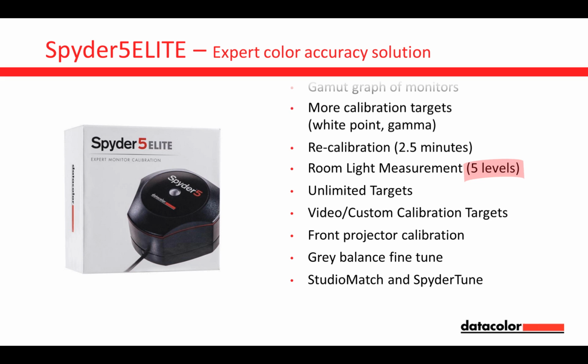And we have the gray balance fine tune. That's an option that allows you, we have called it iterative gray balance. It gives you again a smoother adjustment in the gray balance. Very important for those who do the highest quality, and for those who do black and white, you see. Also, we have the Studio Match and Fine Tune options, and if you remember, I was talking about different monitor technologies.